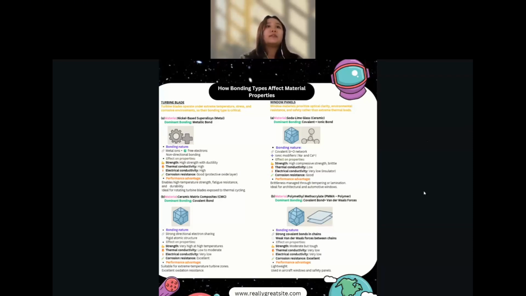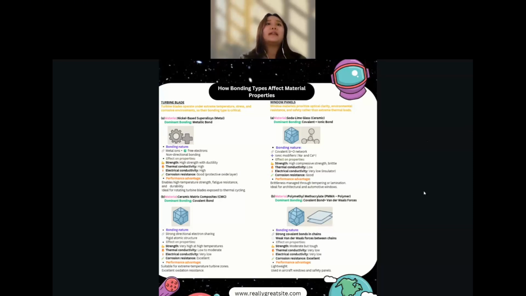Second, ceramic matrix composites or CMCs are dominated by covalent bonding. This strong directional bond creates a rigid structure with very high strength and high temperature resistance, low electrical conductivity, and excellent oxidation resistance. Therefore, CMCs are suitable for extreme temperature turbine regions.